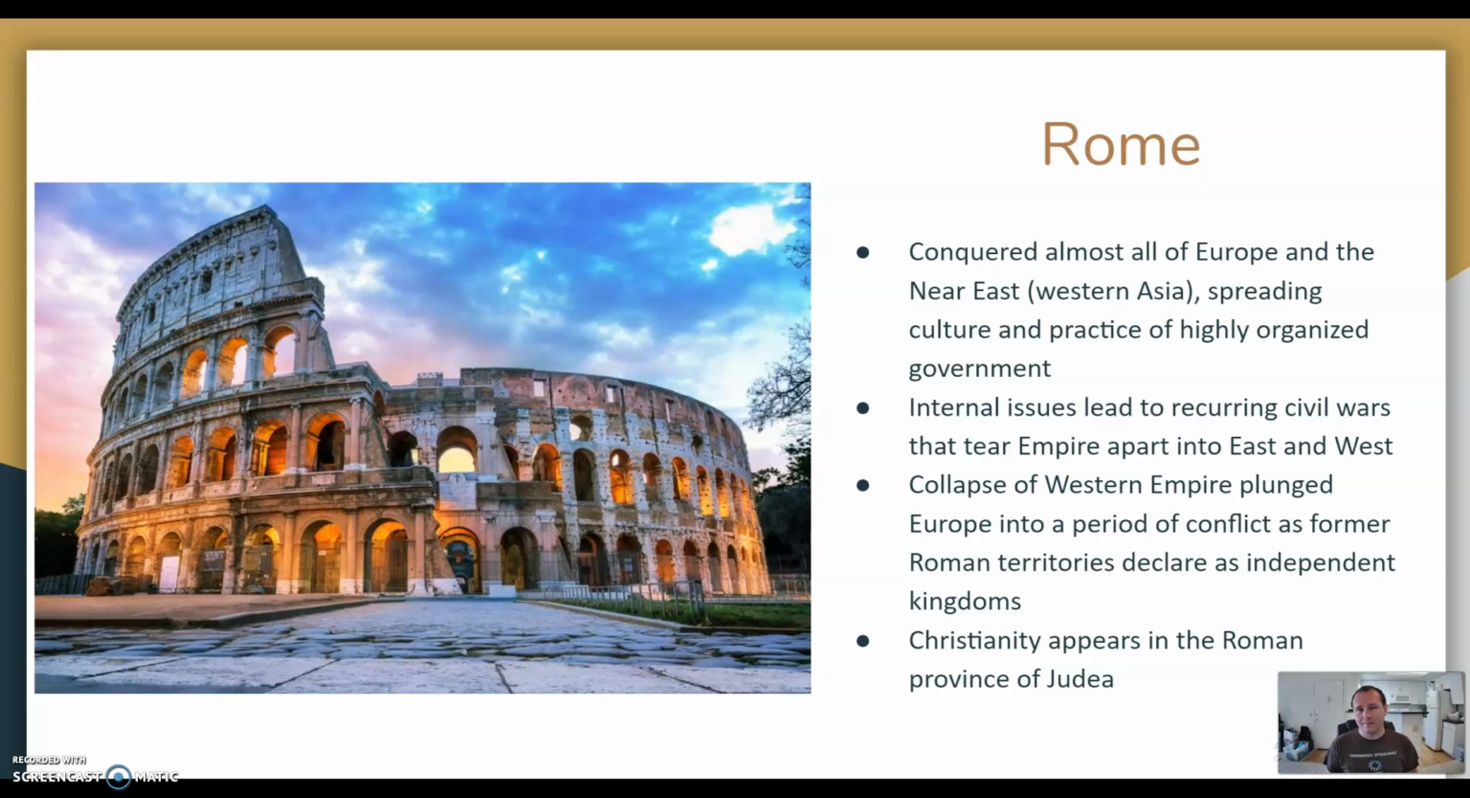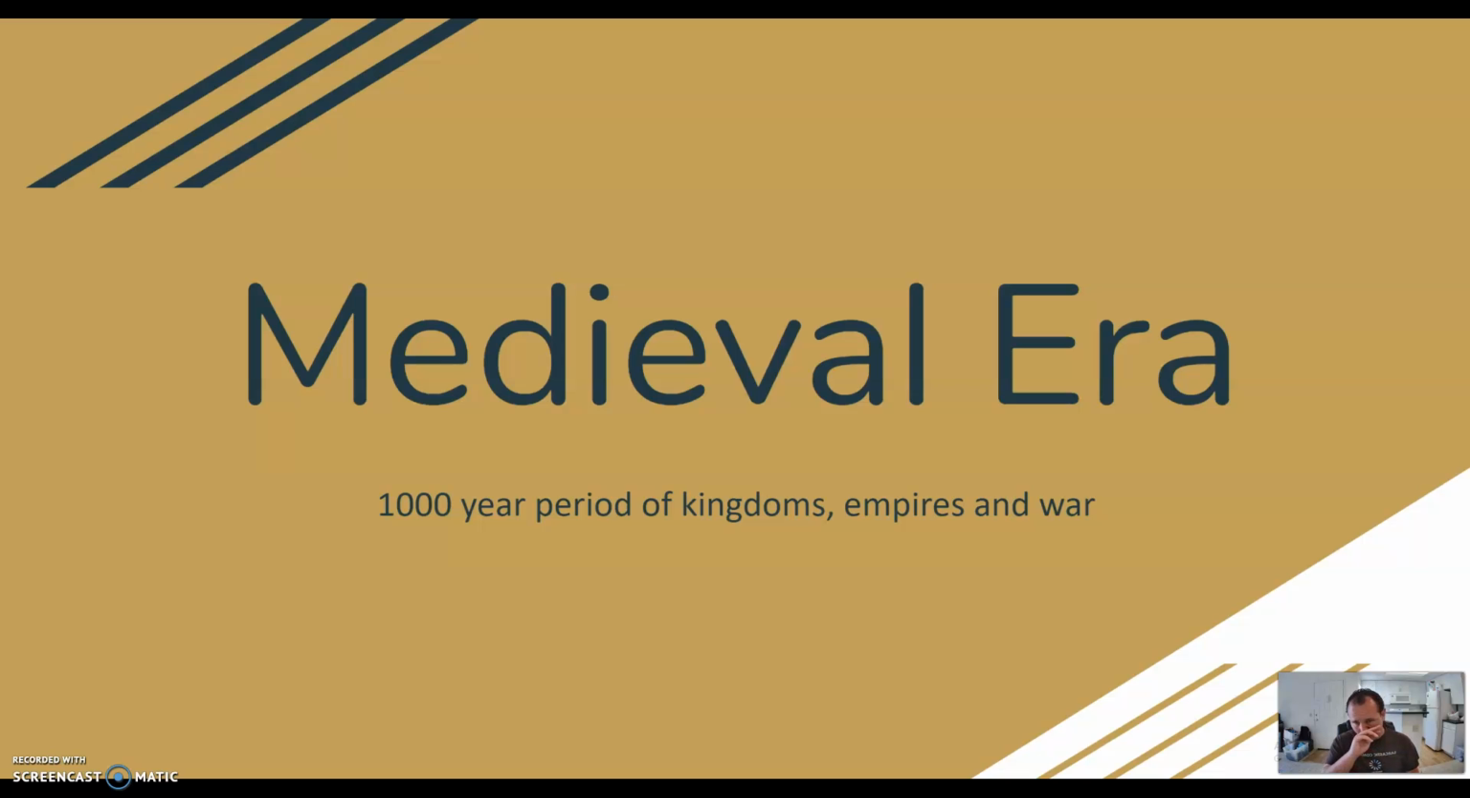It spread Christianity. Christianity was not a Roman religion originally, but it was adopted into Rome, and Rome's massive trade and road network and its wars of expansion spread Christianity in its later centuries. And the other big thing for us is that when the Roman Empire collapses, the European world fractures into a bunch of different territories that become independent kingdoms, which leads us to the medieval era.